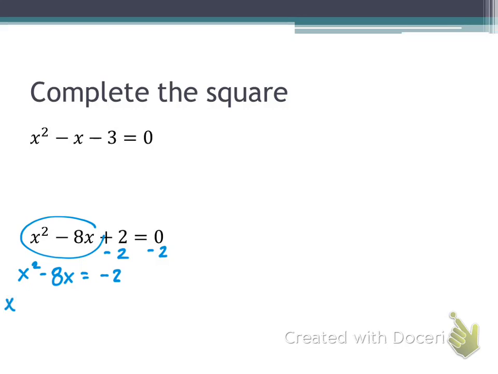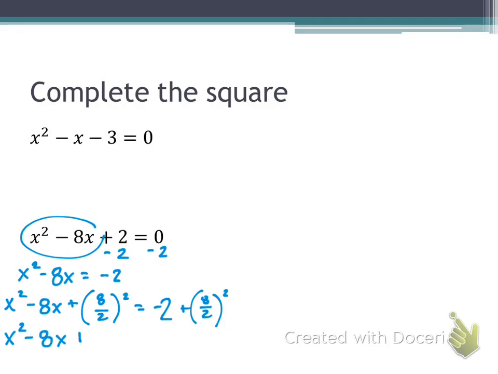Okay, I've got x squared minus 8x. Then what needs to come next? Plus 8 over 2 squared equals negative 2 plus 8 over 2 squared. So now I get x squared minus 8x plus, what's 8 divided by 2? 4. What's 4 squared? 16. Negative 2 plus 16.